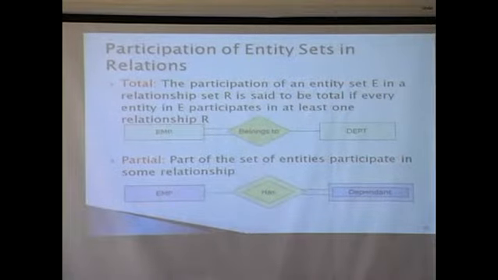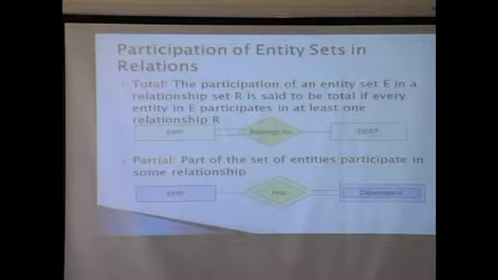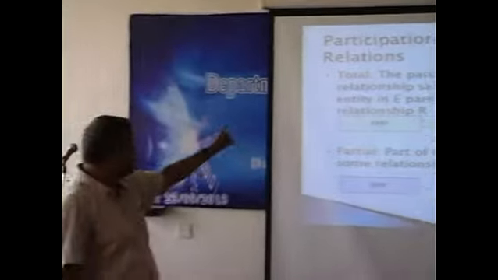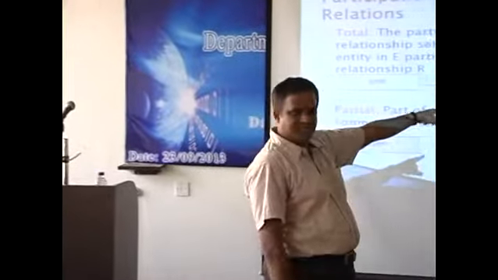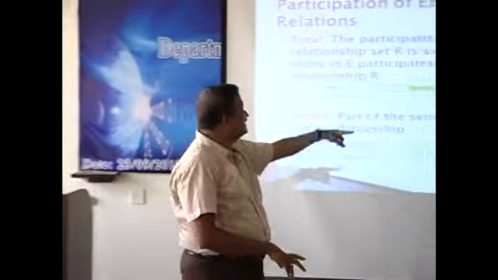Now, there are two types of participation. So entity with relation. One is total. That means the employee belongs to the department. This is total: an employee always belongs to that department. That becomes total participation. Whereas the employee has dependent. This is partial. Why?